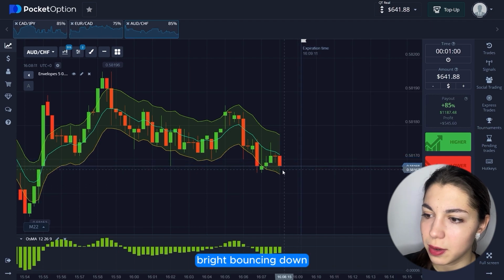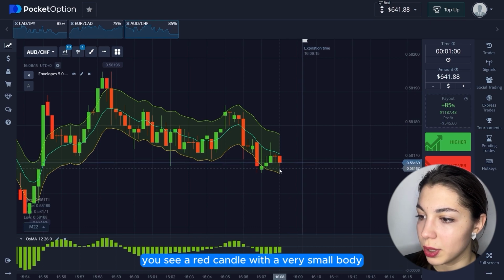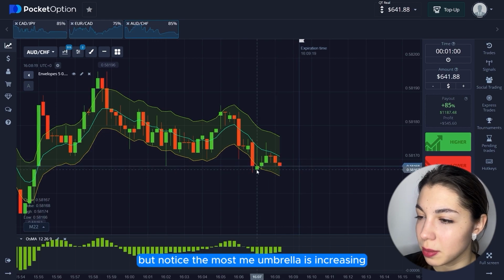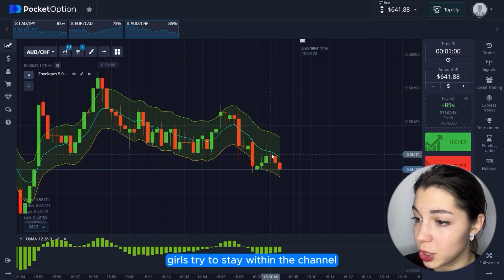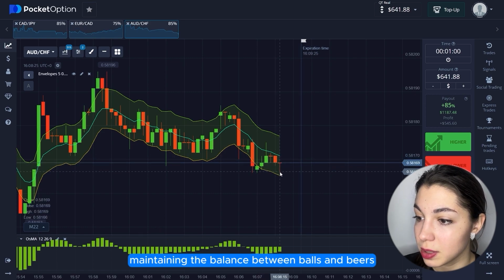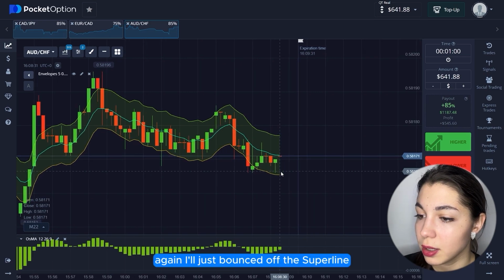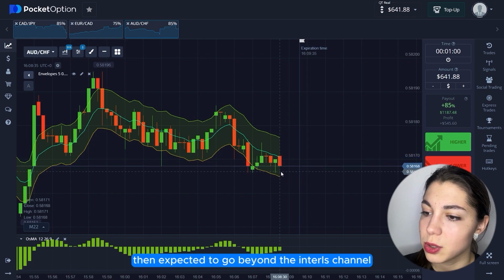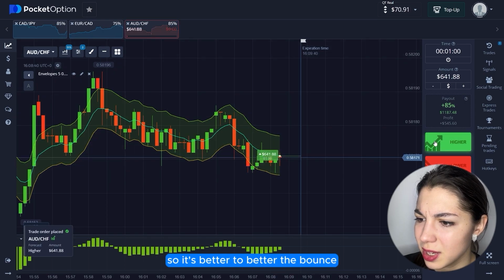The price is bouncing down from the midline of the envelopes. We see a red candle with a very small body. But notice that the SMI histogram is increasing and might soon move to the upper part. The candles strive to stay within the channel, maintaining the balance between bulls and bears. But as we'll see, the bears have a slight advantage. The candle just bounced off the support line, sharply rising. We don't expect it to go beyond the envelope's channel, so it's better to bet on the bounce, going uptrend.